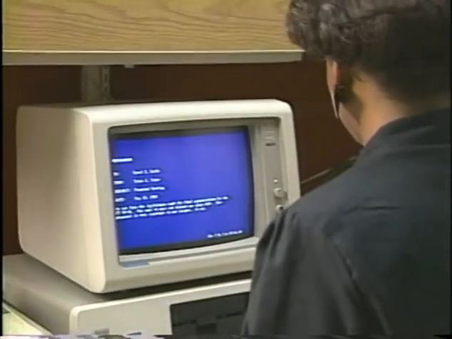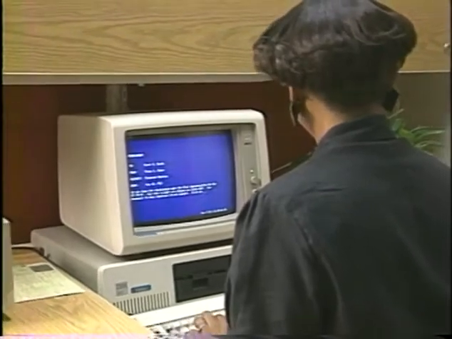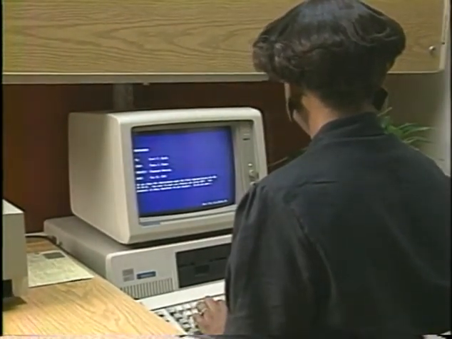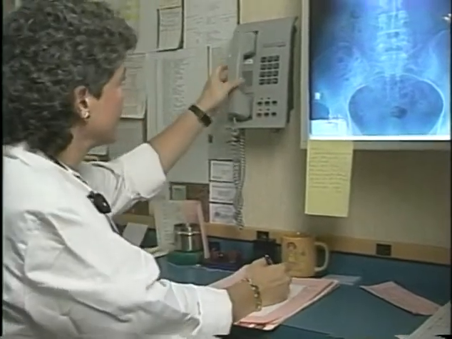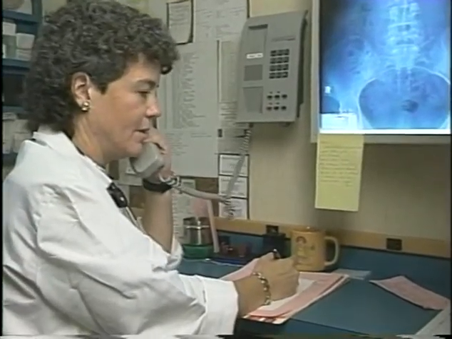For example, people who work at computers all day understand that a PC is a personal computer. Or a healthcare professional knows that ICU stands for intensive care unit.